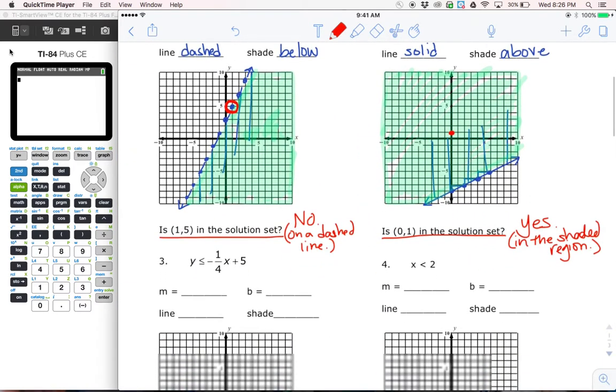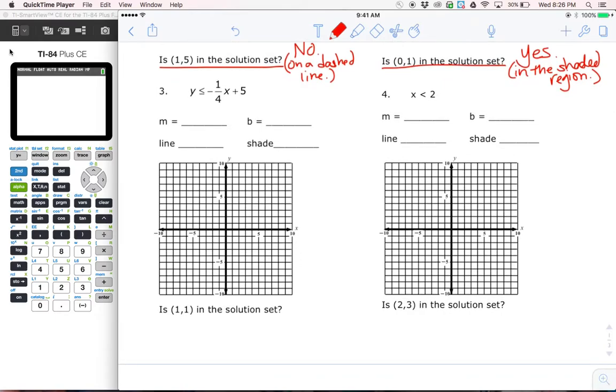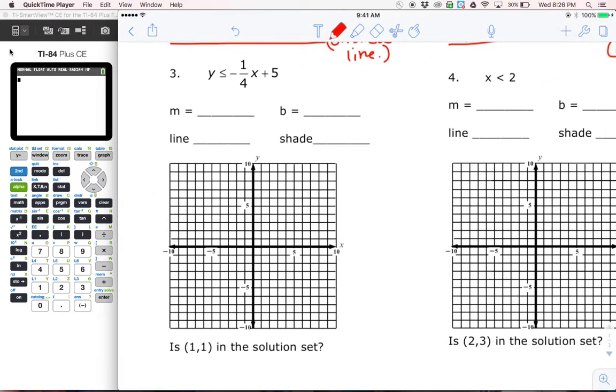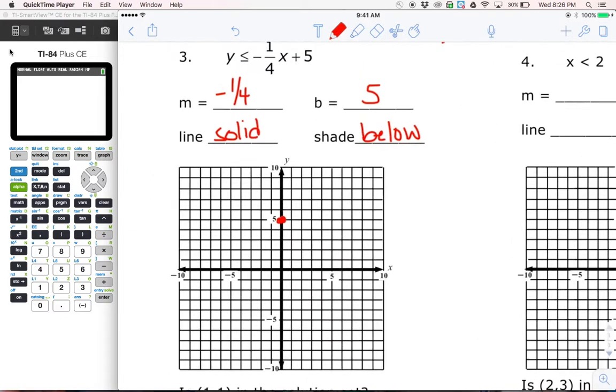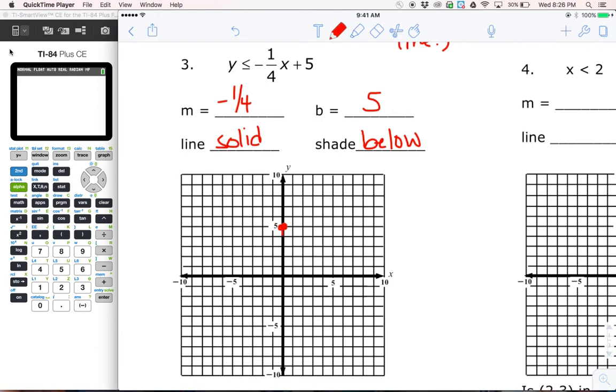All right, now example number 3. Here we go. We've got a slope of -1/4 and a y-intercept of 5. Due to my inequality, I know that my line will be solid, right? It's got that or equal to line. And I'm going to shade below because it's a less than sign. Let's get some points on the graph. We're going to start at 5. My slope is -1/4, so I'm going to go down 1, right 4, down 1, right 4.